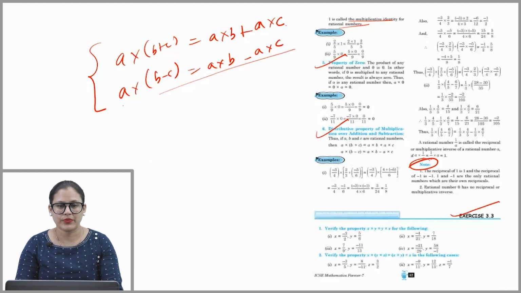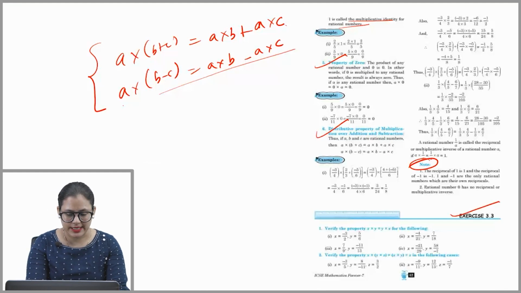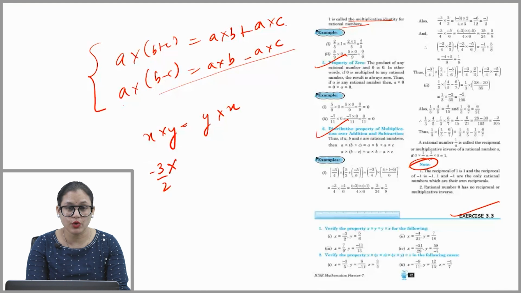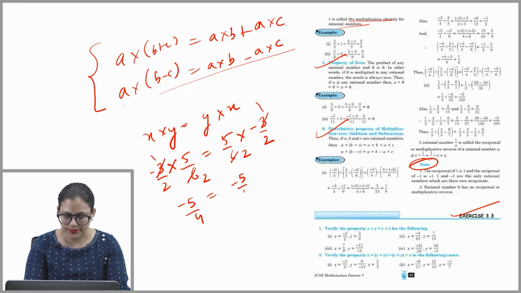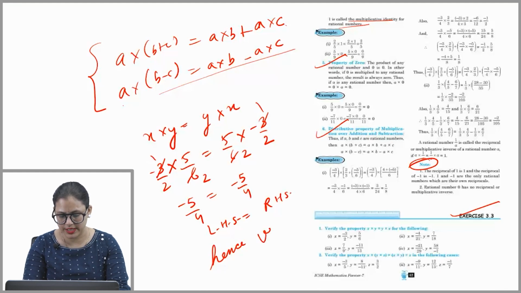Exercise 3.3, verify the property x into y is equal to y into x. Okay, value of x is minus 3 by 2, value of y is 5 by 6. Here 5 by 6 into minus 3 by 2. 3 1s are 3, 3 2s are 6. Minus 5 by 4 is equal to 3 1s are 3, 3 2s are 6. Minus 5 by 4. LHS is equal to RHS, hence verified, right?